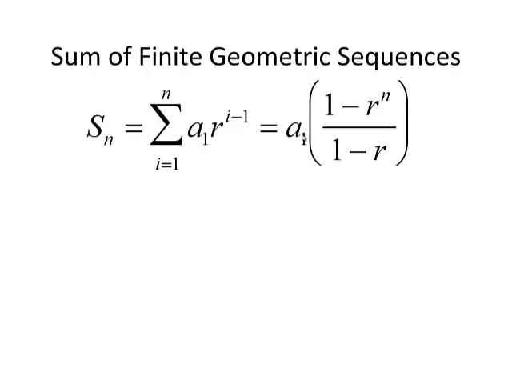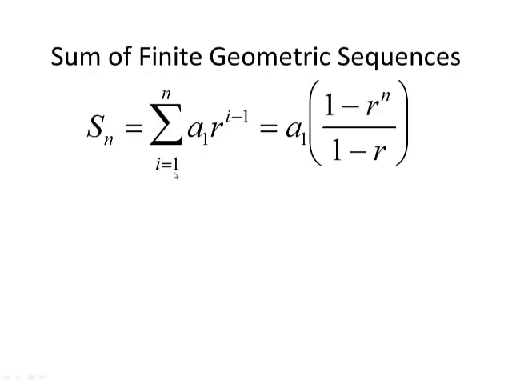Here is one of the formulas. This is for the sum of a finite geometric sequence. And notice that there is an n to this. That's what makes it finite. The n means that there's a place where you're going to stop. And this is the first term. This is the common ratio. We learned about that yesterday. The common ratio is how much each term is multiplied by to get the next term.